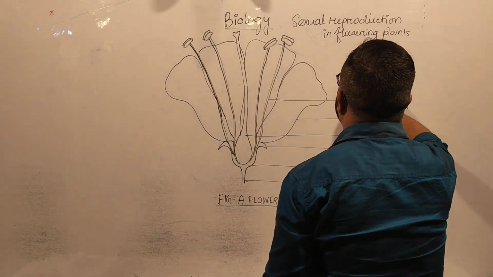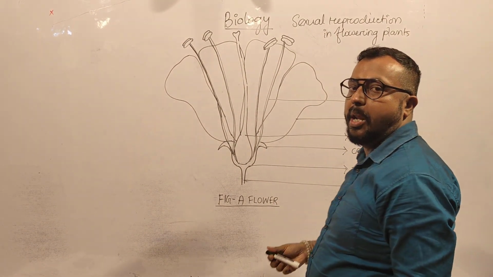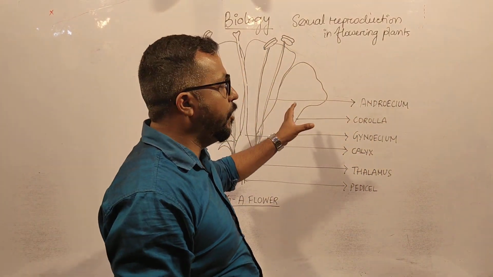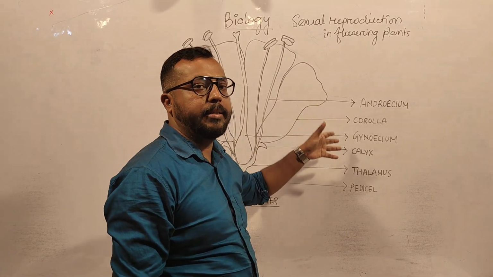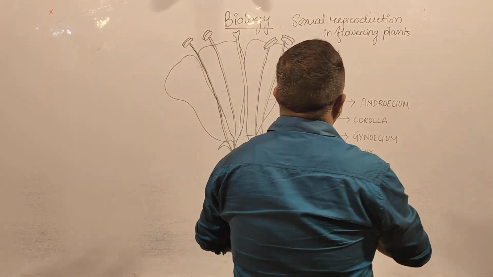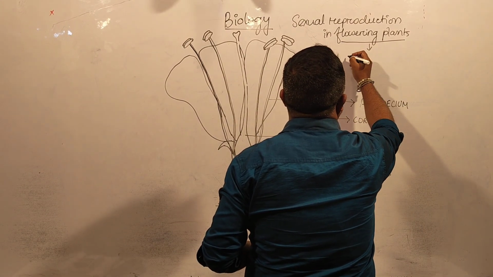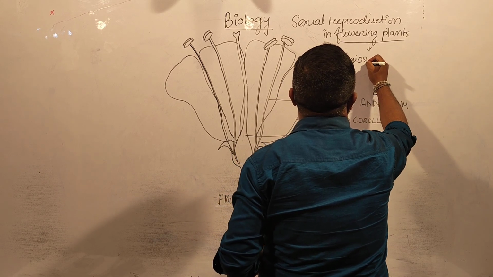If we have to talk about sexual reproduction in flowering plants, then we'll have to know what is a flower. So flower is a reproductive part of the plant. Plant means which plant? That is the angiosperm. Angiosperm is also known as flowering plants. So another name for flowering plants is angiosperm.